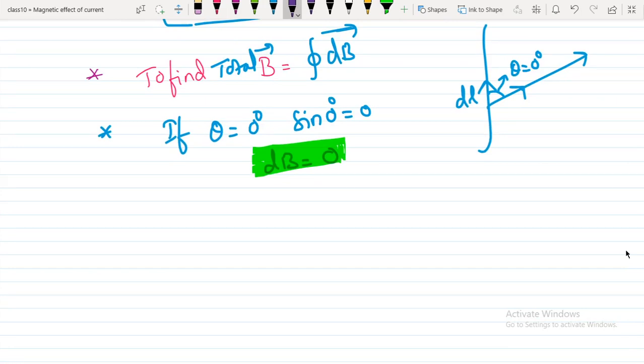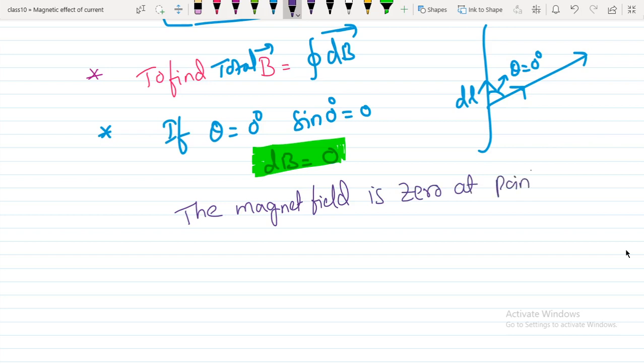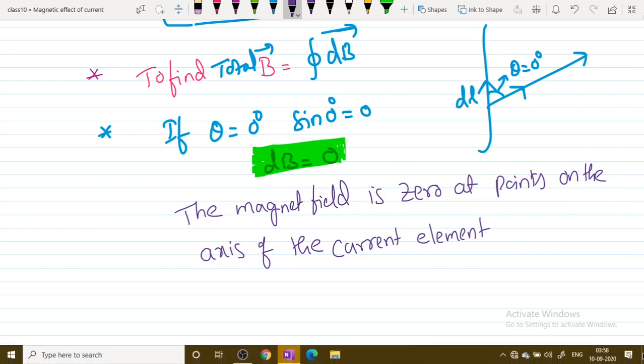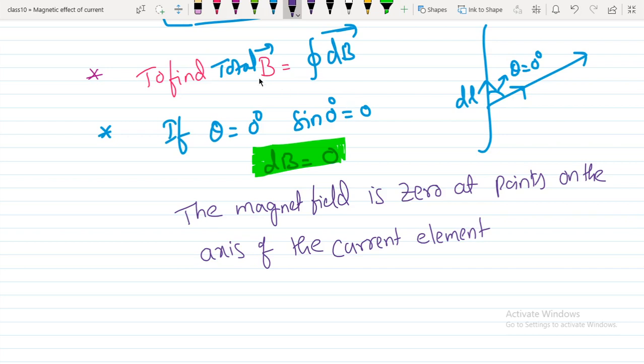So this is along the axis. Therefore, the magnetic field is 0 at points on the axis of the current element. So on the axis of the current element, the magnetic field is 0 because the elemental length and position vector are making no angle. So that's the reason.